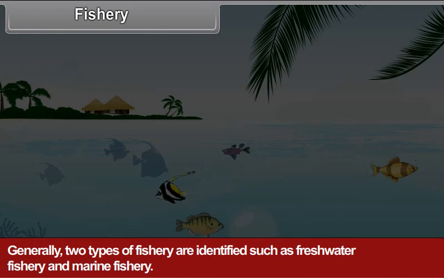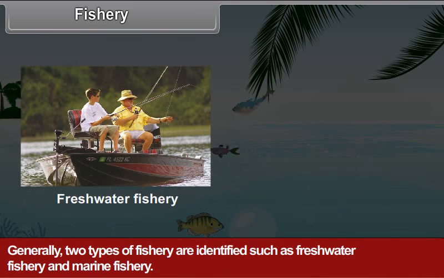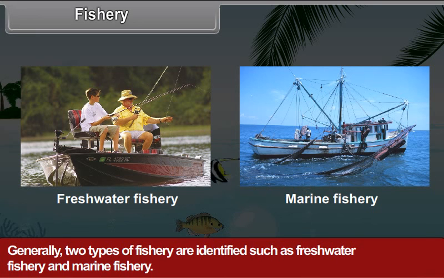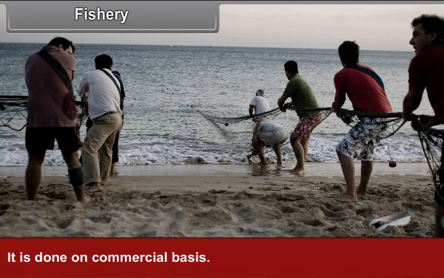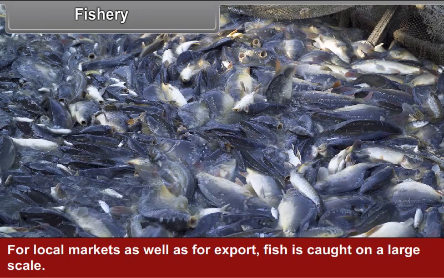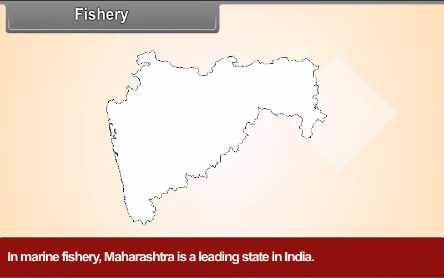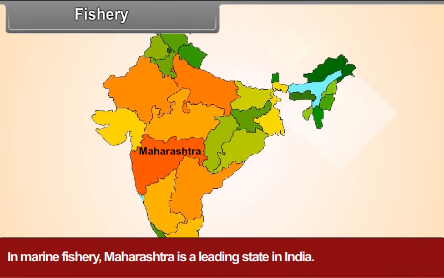Generally, two types of fishery are identified, such as freshwater fishery and marine fishery. Marine fishery is carried on in coastal areas and in open sea. It is done on a commercial basis for local markets as well as for export. Fish is caught on a large scale. In marine fishery, Maharashtra is a leading state in India.